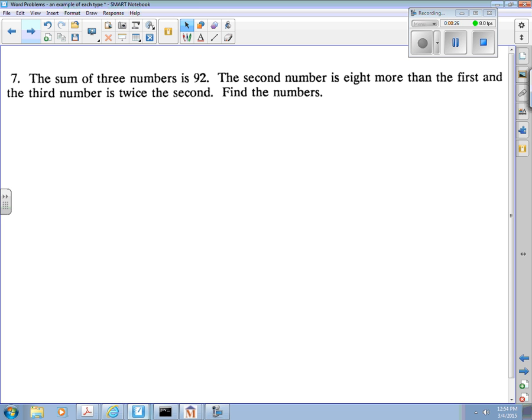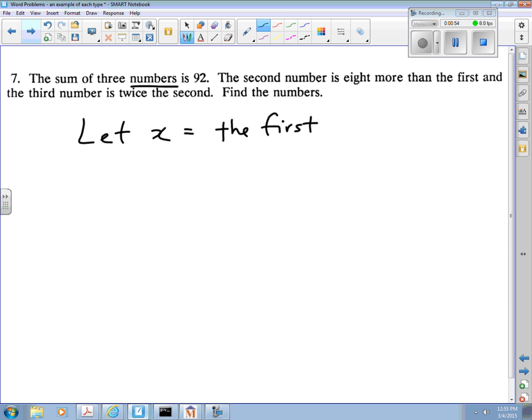Here's a very typical example right here. The sum of three numbers, again, unknown numbers, is 92. The second number is 8 more than the first, and the third number is twice the second. Find the numbers. You start all word problems basically the same way. You define what your variable is. I've been telling my students that this will actually be at least half a mark on their test.